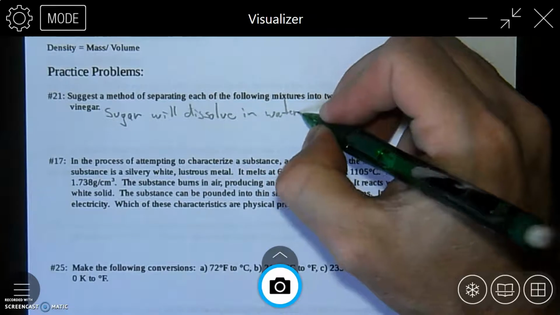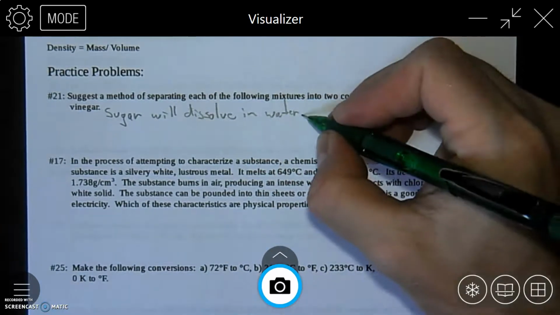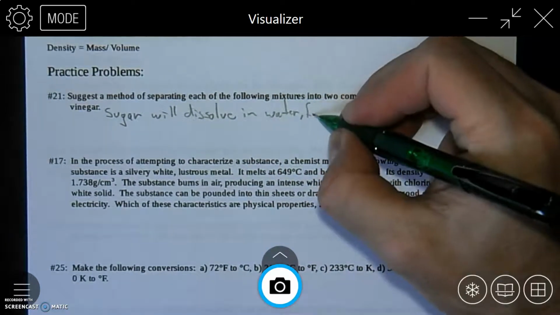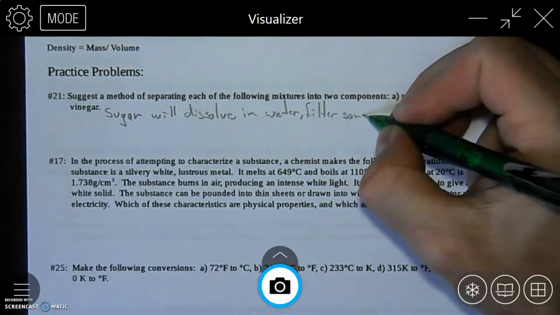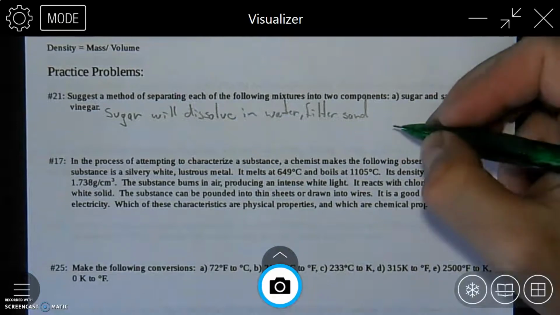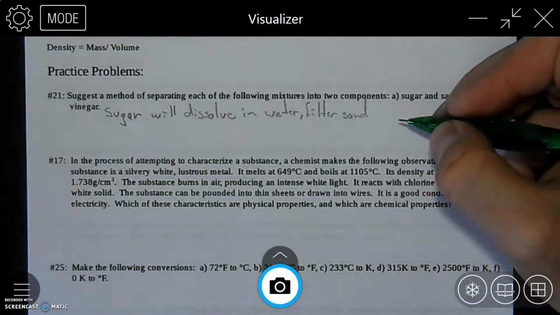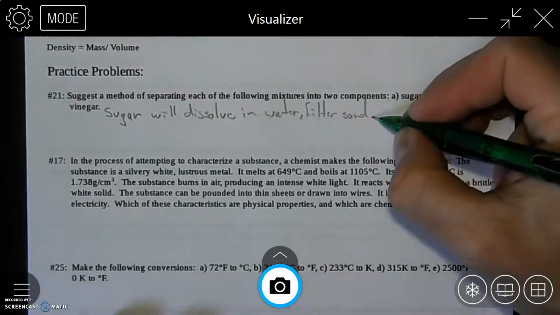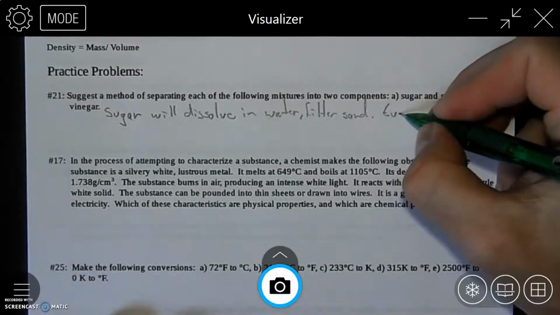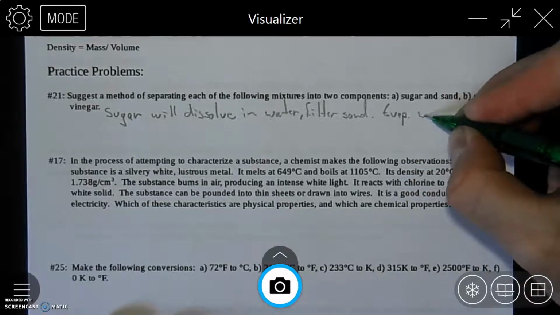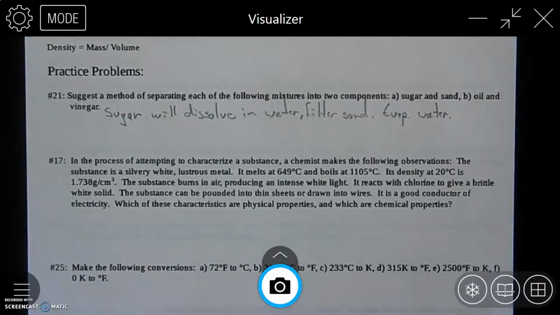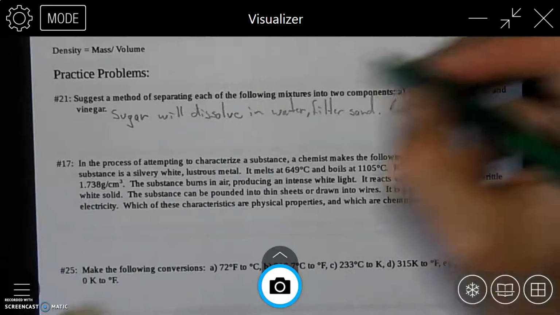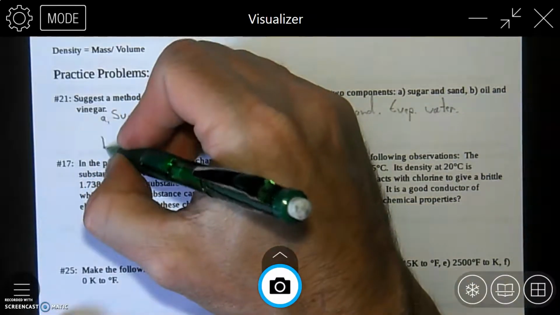And then, of course, once you're done with that, you could filter the sand, pour it through a filter. The sand will stay behind, and then you're left with a glass of what looks like water. It's sugar water. And then you can simply just evaporate the water, and then you'd be left with the sugar in a separate beaker. Easiest way. All right, the next one, I guess I'll label these off as part A and B.